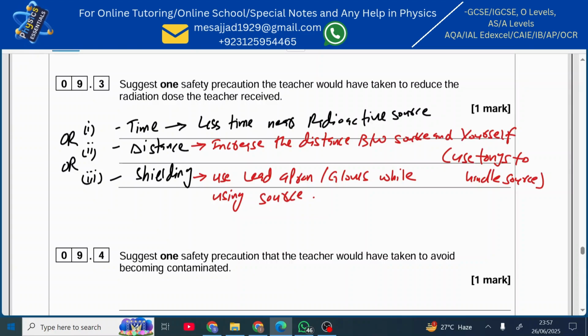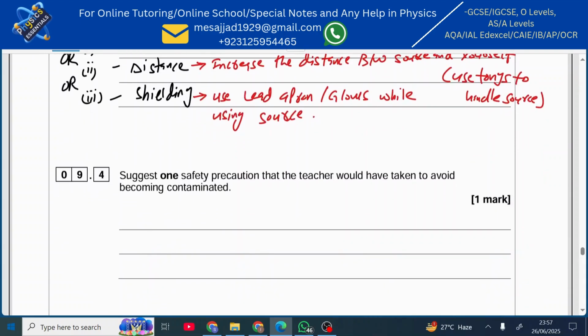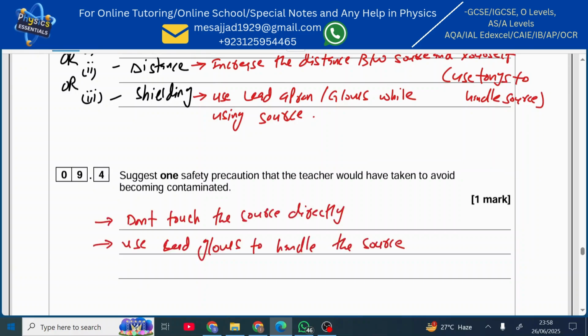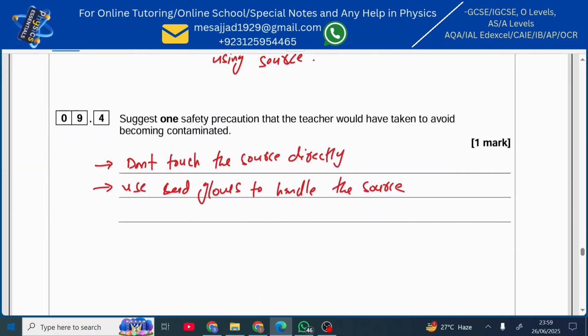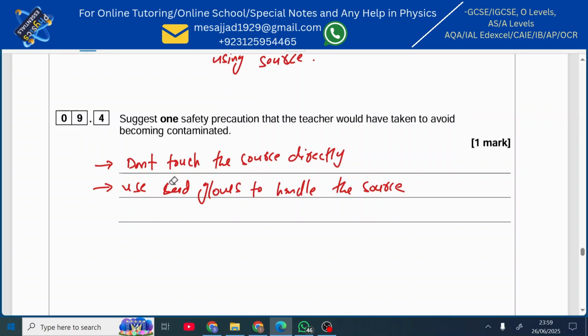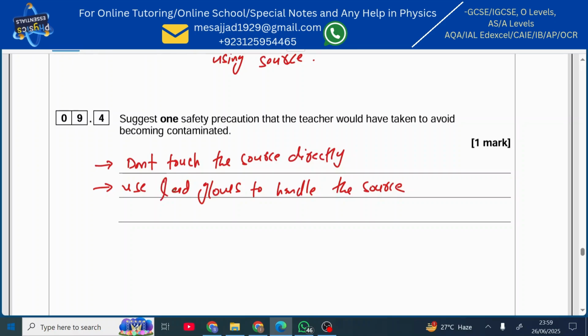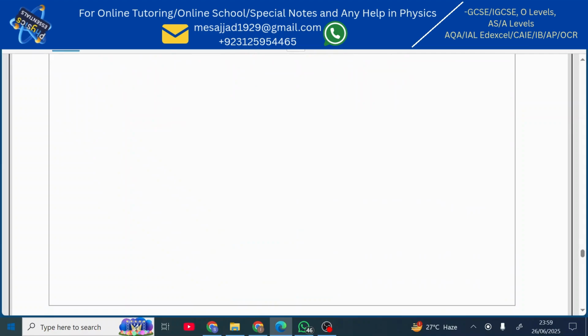Okay, so just one safety precaution that the teacher would have taken to avoid becoming contaminated. So it's quite obvious that you should not touch the source directly because it can stick to your hands or fingers. So you should be using gloves, lead gloves. Okay, you should be using lead gloves or apron or anything to handle the source.